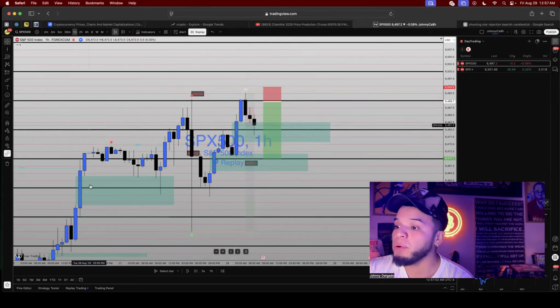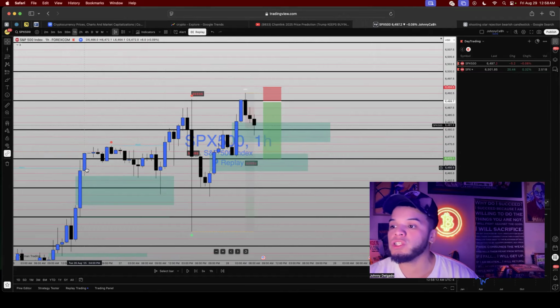Now, a perfect example is this one right over here, right? We saw a massive institutional candle. You can see from this specific chart that every single candle is moving choppy, every single candle is going side to side. But we have one specific massive candle, which is known as an institutional candle, that institutions use to push the market up. That's our way of seeing when they got in, so to speak.